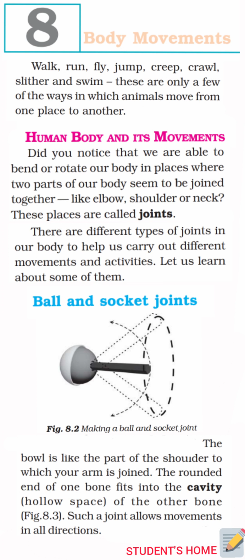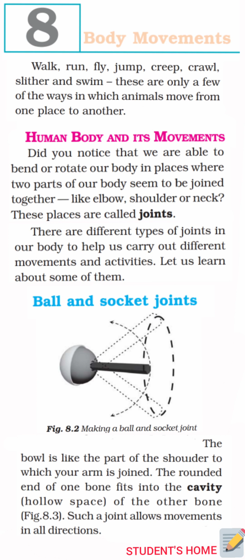So, the first heading is the human body and its movement. You have all noticed that we are able to bend or rotate our body in places where two parts of our body seem to be joined together, like elbow, shoulder or neck. These places are called joints. If our body had no joints, then we couldn't move in any way.